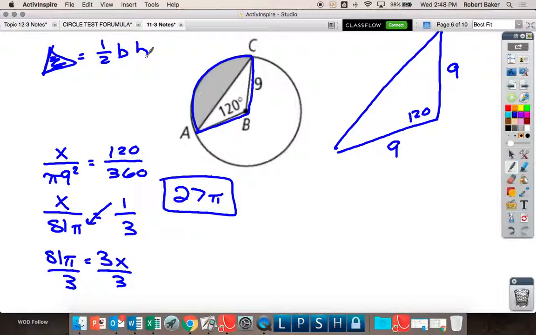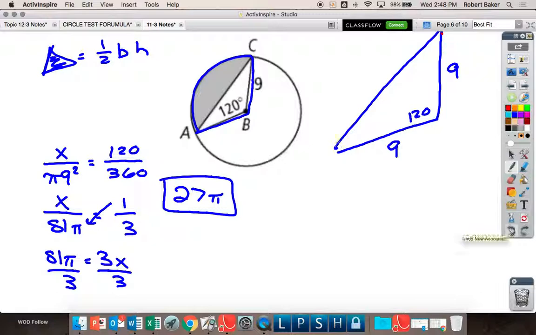Both of them, doesn't matter. It does. It super matters. If you're calling 9 your base, that means that your height is over here. That makes it kind of a right triangle. So your height is some unknown length that you would have to calculate. Okay, I would not do that. Baker would do this.